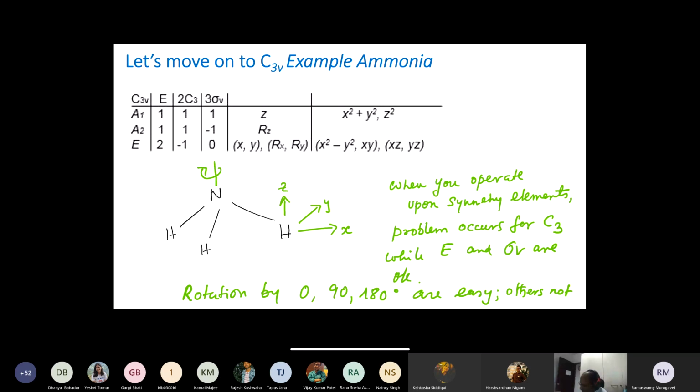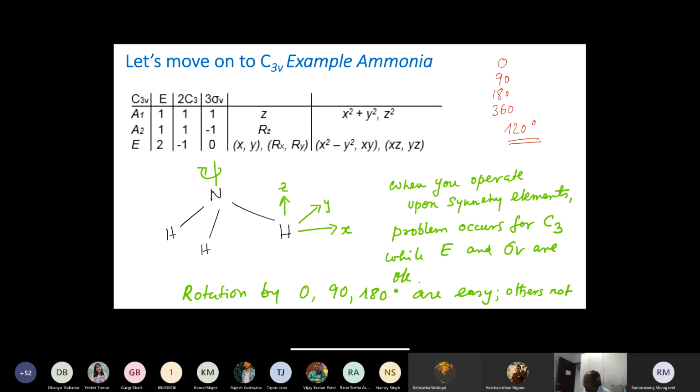This is because the rotations which involve 0, 90, 180, and 360 are easy. When you rotate through 90 about the z-axis, x and y change position. When you rotate through 180, x and y change position and get negative, and 360 is E, nothing happens. But what about the cases where you have a 120-degree rotation? This is the tricky part.